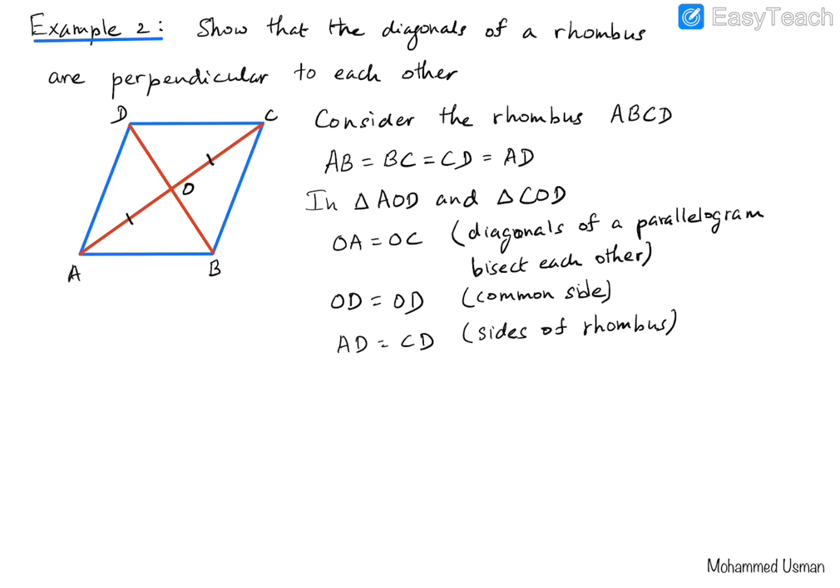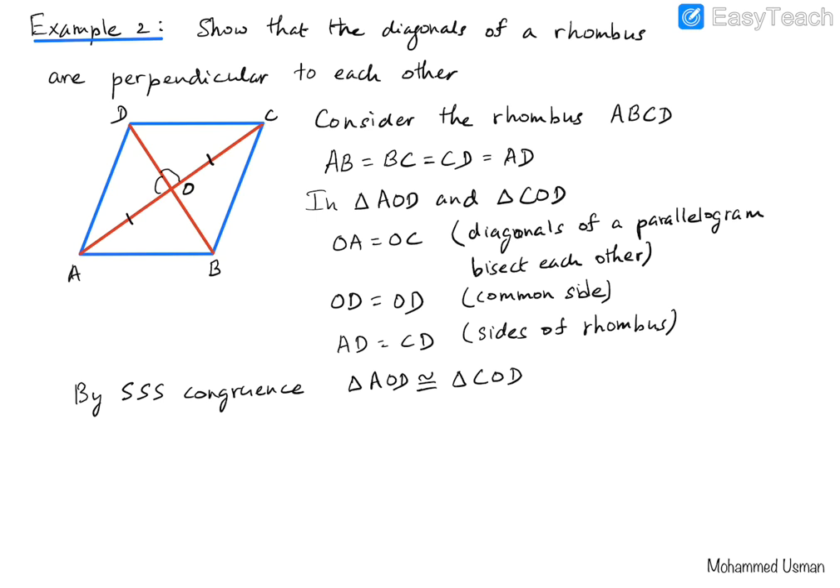So we can say by SSS congruence, the two triangles AOD and COD are congruent. Triangle AOD is congruent to triangle COD. Once we have the two triangles congruent, we can now show what the angles AOD and COD will be.